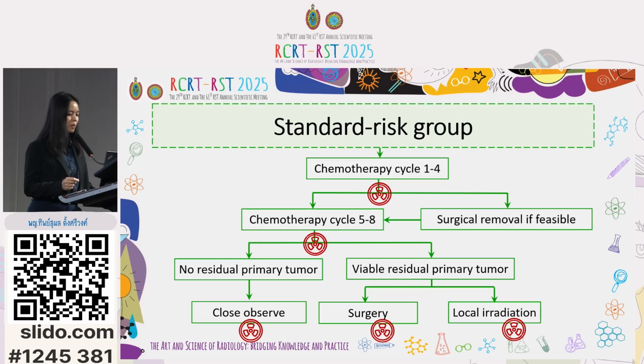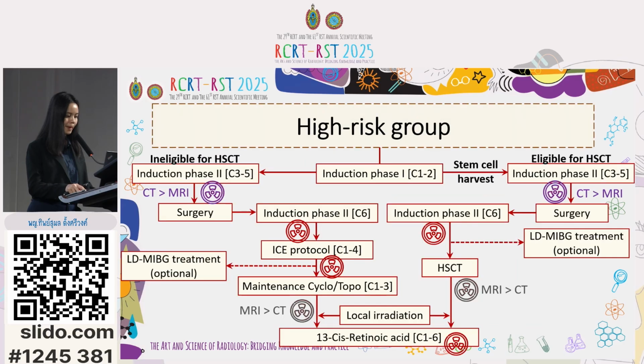For the standard risk group, the patient will start with chemotherapy, followed by surgery if feasible. For the high risk group, children will start with chemotherapy, followed by surgery and stem cell transplantation if eligible. If not, they will receive intensive chemotherapy and undergo surgery. All patients will receive local irradiation and retinoic acid treatment afterwards. Some centers prefer using CT for pre-surgical planning and MRI for post-treatment evaluation.